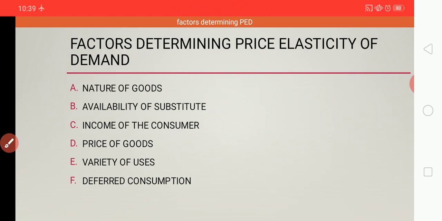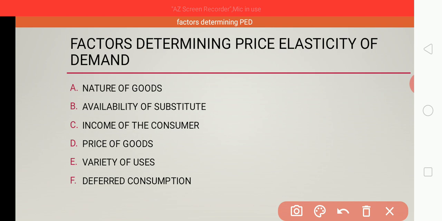Now there are 6 important factors. The price elasticity of demand depends on several factors. Among them, some important factors are nature of goods, availability of substitutes, income of the consumer, price of goods, variety of uses, deferred consumption. Now we'll see what are the factors responsible for the price elasticity of demand. First, let us see the nature of goods.